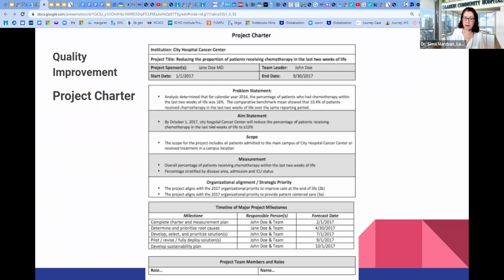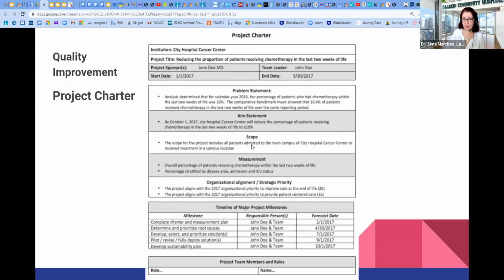By October, City Hospital Cancer Center will reduce the percentage of patients receiving chemotherapy. How much? To less than 10%. So that's SMART for an aim statement. It's measurable and attainable, because the figures here should be achievable. If you say 100%, that all of the people should receive this, that we will improve totally, fully, those are not attainable. So be realistic in defining your aims.